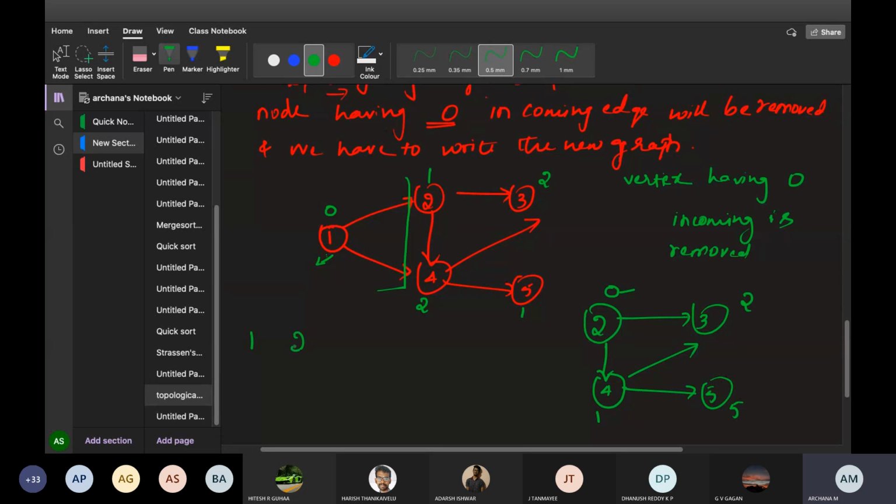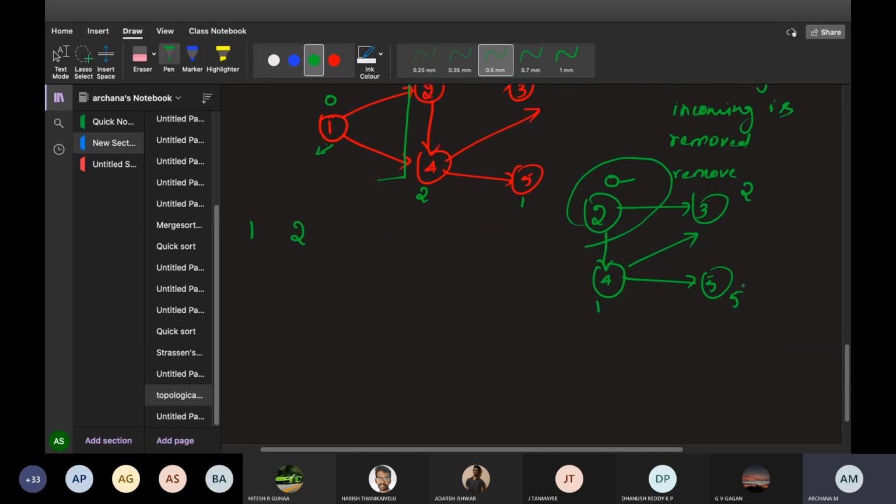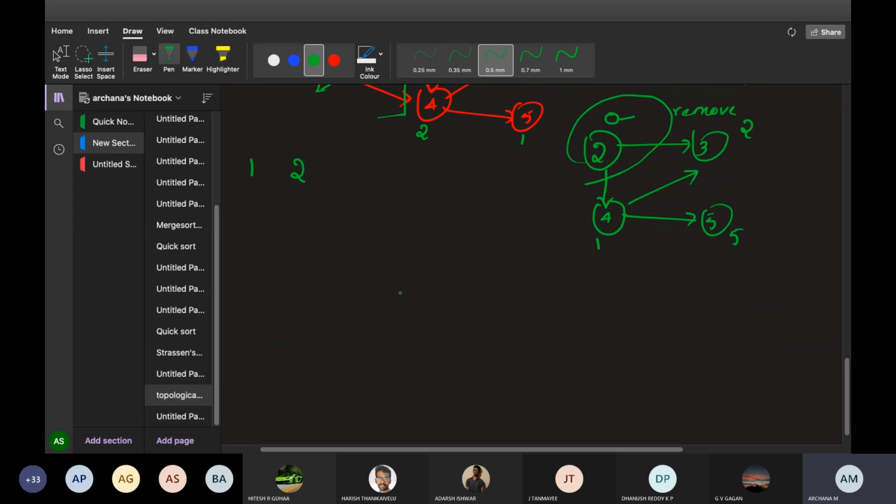So now I will remove 2. I have to remove this. After removing, what will be the new graph for me? The new graph is 3, 4, 5. From 2 this edge is removed, this edge is removed. Only these are pending. You have to remove the edges also. So from 3 you have only this one. Finally, you have only this from the new graph.